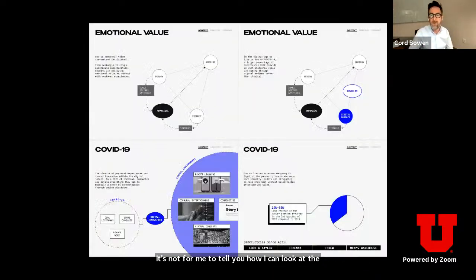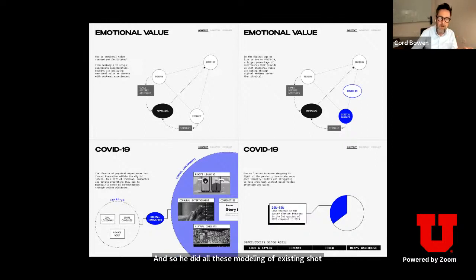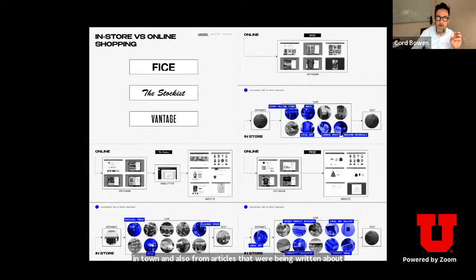So he went through and we started to look at marketing research for retail, going into different disciplines and figuring out what retail looked like and how it has moved from physical to digital experiences, especially how COVID has kind of brought all these new tools in. And so he did all this modeling of existing shops here in town and also from articles being written about retail experience in other places, and got really thorough. It's like there was a line to buy shoes and now there's not. How can you do a project with that?